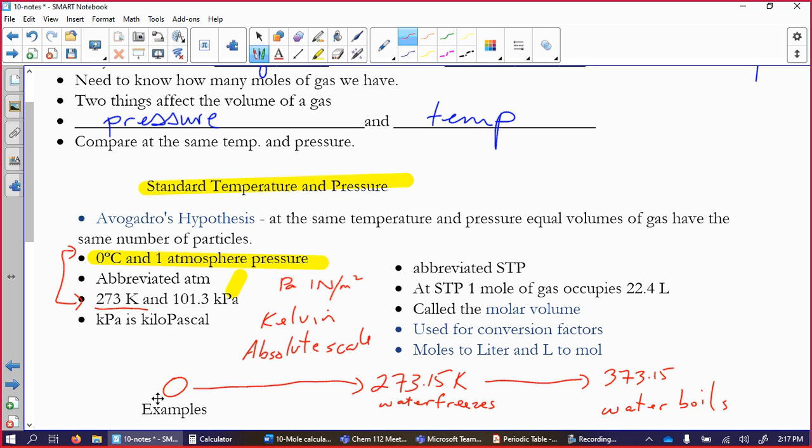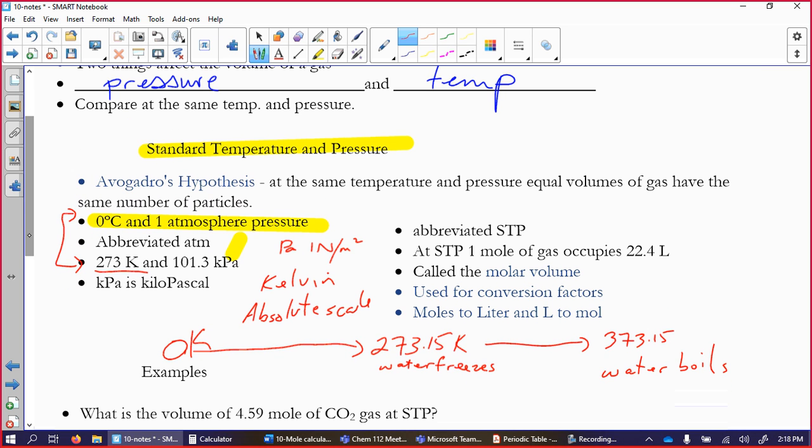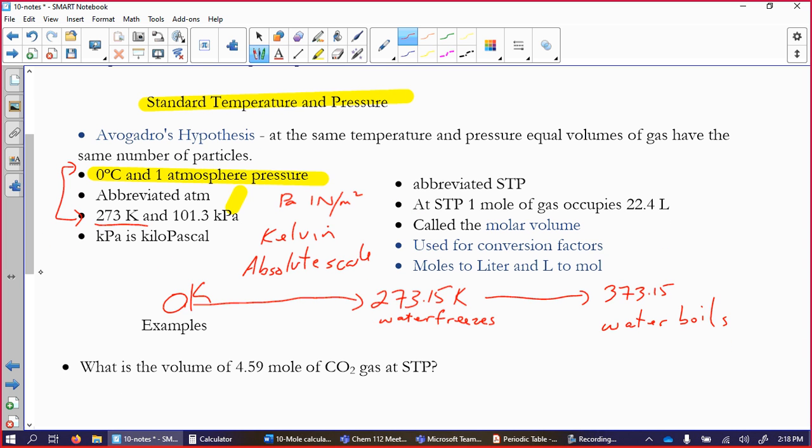That's just kind of an FYI thing. It's something that you're going to need to know if you take Chemistry 12. 0 degrees Kelvin is impossible to get to for a number of reasons, not necessarily physical. It's kind of a theoretical concept, but it's just an absolute scale. We say this is STP, and our conversion factor at that condition is that 1 mole of gas will have a volume of 22.4 liters.